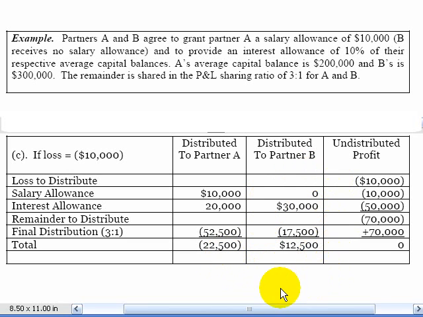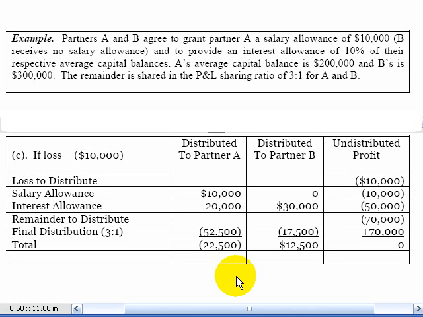This is a continuation of the effect that we saw in the previous example, but it's magnified because of the loss. Partner A is likely to feel that this distribution of the loss is unfair and may well decide to leave the business. If so, the business will probably be disbanded.